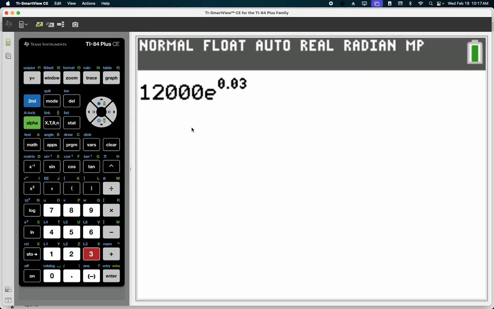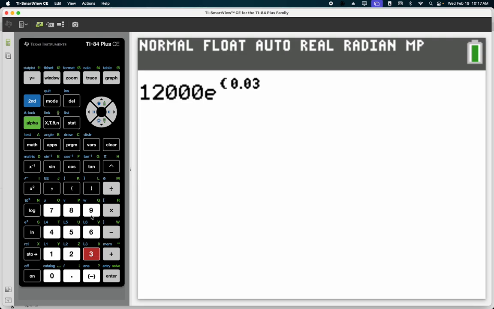If your calculator gives you E and then caret, then you must use parentheses here. For me, I'm up in the exponent area, so parentheses are optional. It wasn't required, but I'll go ahead and use parentheses here.